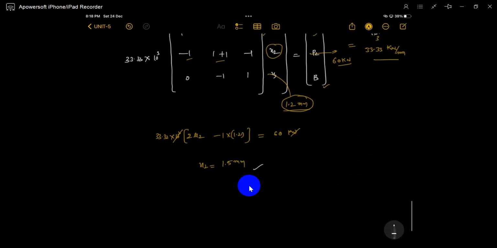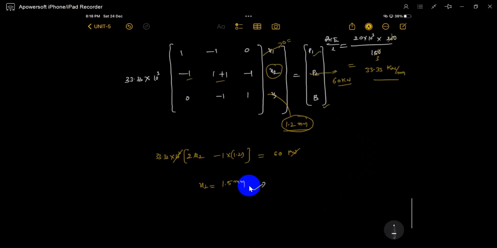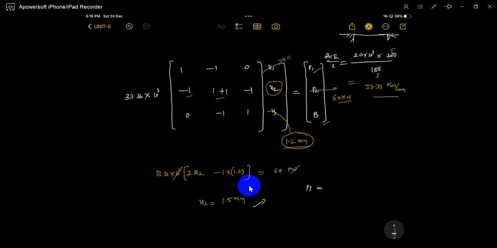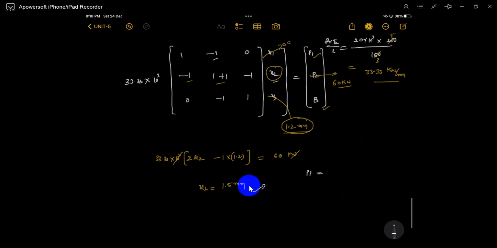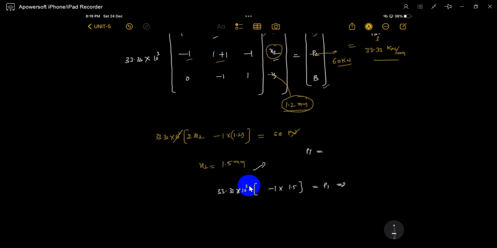1.5 mm. Also you can check what the p1 value is. The p1 value is 6. Check it: minus 1 into u2, 0 into u3, only 1 into u2. 33.33 into 10 cube, minus 1 into u2. u2 is 1.5 mm, equal to the p1. What is that p1 value? 1.5 into 33.33.